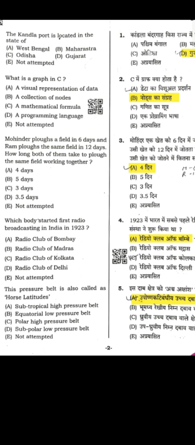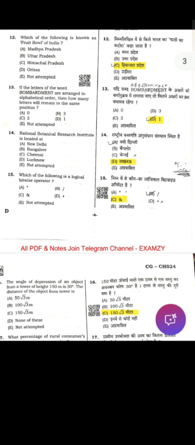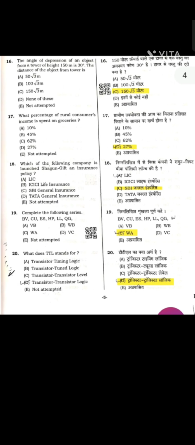And what is the next question? Which of the following is a legal bitwise operator? The sign of AND is known as a legal bitwise operator. So you need to learn and mug up all these things. What does TTL stand for? Transistor-transistor logic.